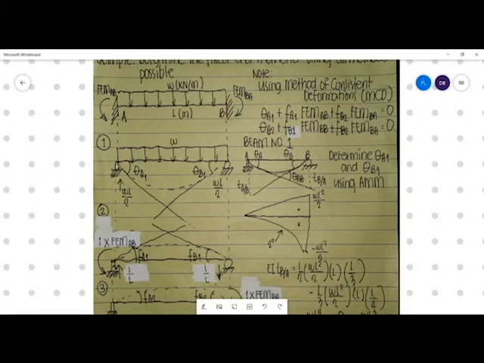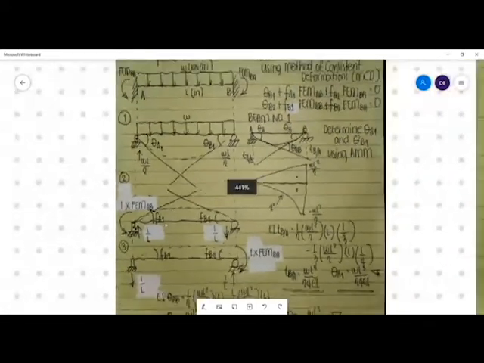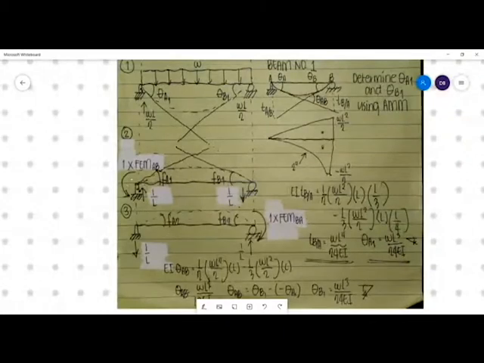Okay? And then we retain the original load, and we determine the slope at A and the slope at B due to the loads, in which we removed the redundants. After removing the redundants and just retaining the original load, we remove the load and then put all the redundants one by one.